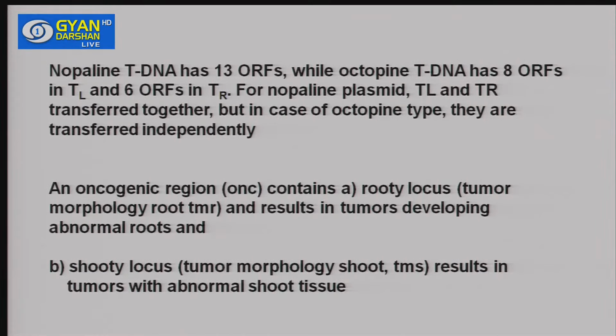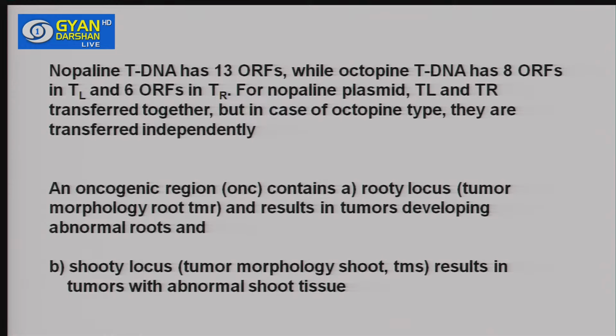Nopaline tDNA region has 13 ORFs, while Octopine tDNA has 8 ORFs in TL and 16 ORFs in TR. ORF means the open reading frames. For Nopaline plasmid, TL and TR are transferred together, but in case of Octopine type, they are transferred independently.